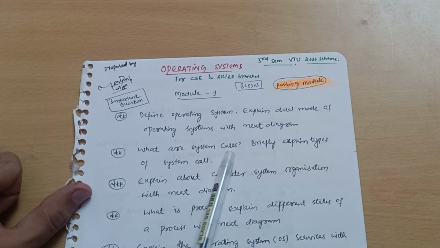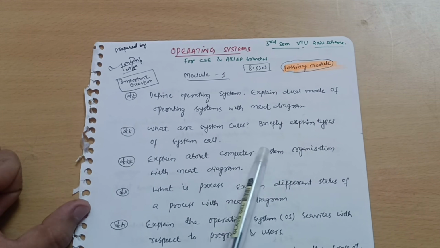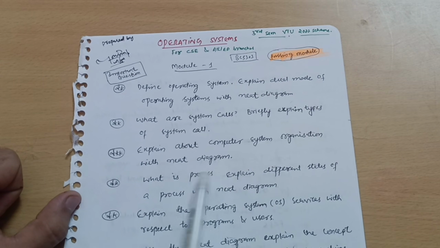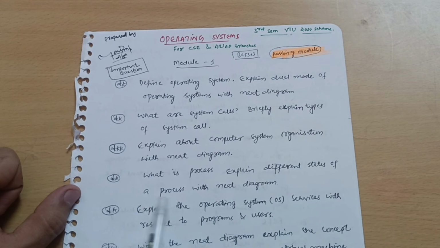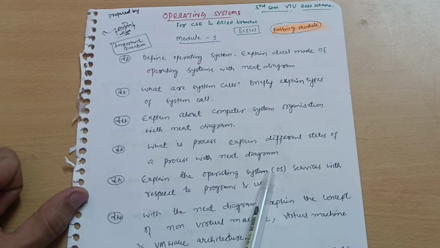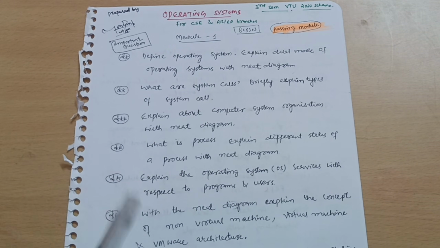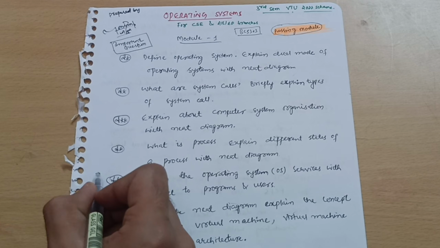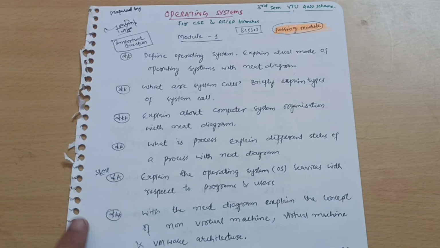What are system calls? Briefly explain types of system call. Explain about computer system organization with the neat diagram. What is process? Explain different states of a process with neat diagram, very important one. Next is explain the operating system services with respect to programs and users. This is again a super important question. It is frequently asked in the VTU examination.